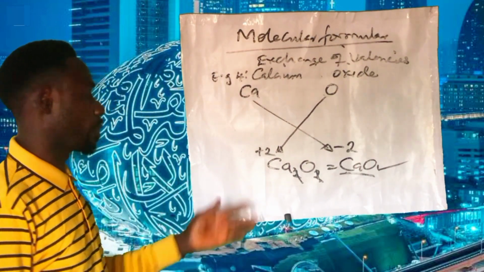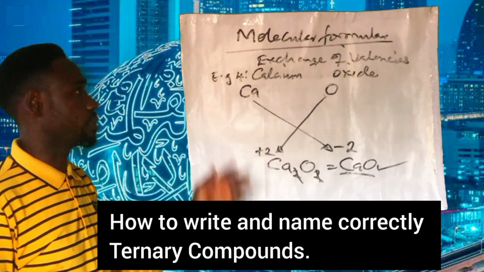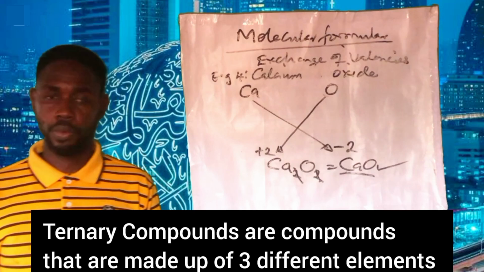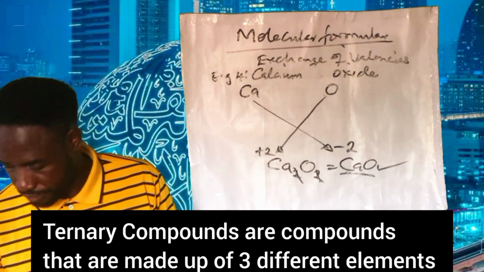I've been giving you examples on how to write binary compounds. Now, let's take a look at how to write the molecular formula of ternary compounds, meaning compounds that are made up of 3 elements. Okay, let's move into that quickly.